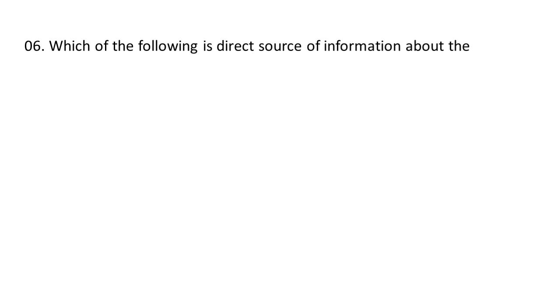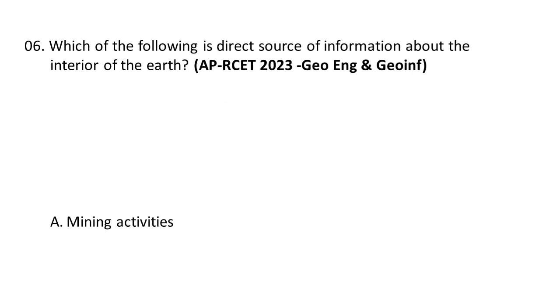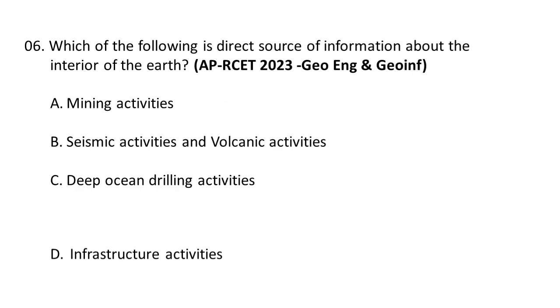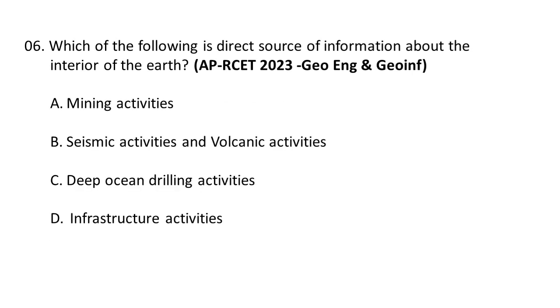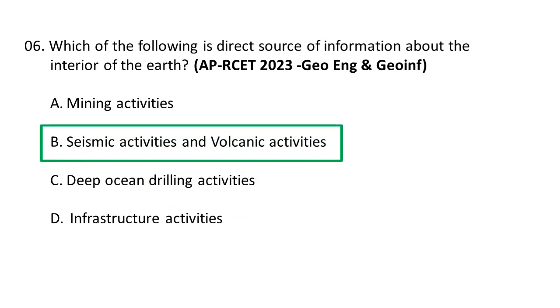Which of the following is a direct source of information about the interior of the earth? A. Mining activities, B. Seismic activities and volcanic activities, C. Deep ocean drilling activities, and D. Infrastructure activities. So the correct information regarding the direct source of information about the interior of the earth is from the seismic activities and volcanic activities. So B is the correct option.